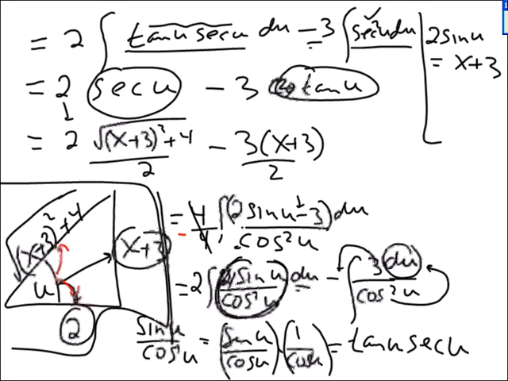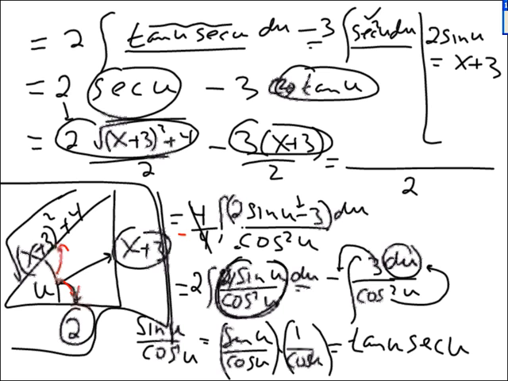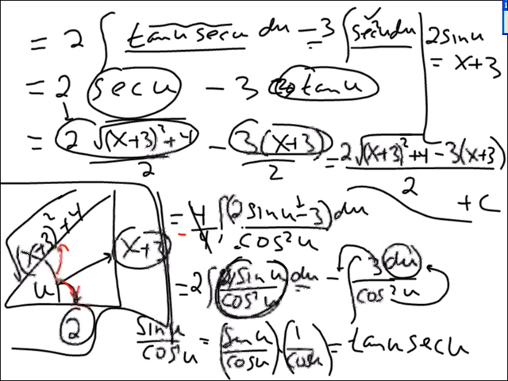If you want, you can write everything with a 2 in the bottom. So the top will be this minus that: 2 times the square root of (x plus 3) squared plus 4 minus 3 times (x plus 3), before I forget, plus c.